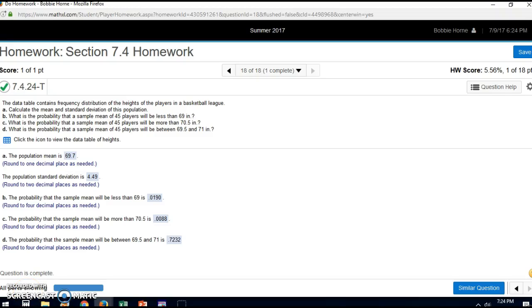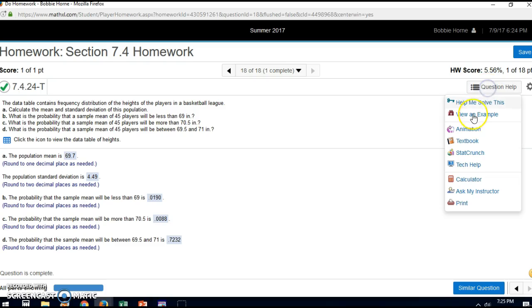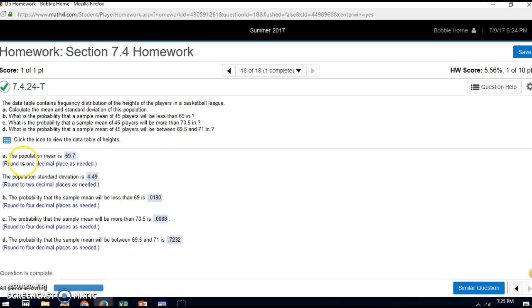Okay, we're going to look at section 7.4, question number 18, because I had several students ask me, particularly when you get to these numbers down here, how in the world do we get those numbers? Well, first of all, if you look at the question help, it's going to tell you to use technology, which we'll look at in a second. But the main problem is when you get to the population standard deviation is when you kind of need help.